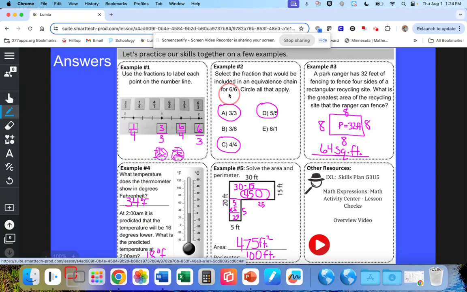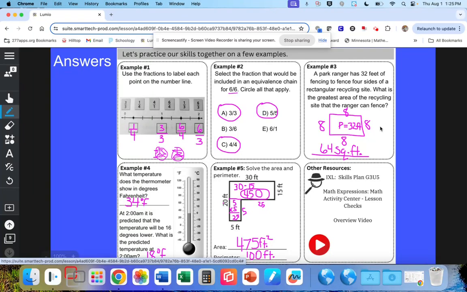Some fractions that are equivalent to 6/6. Well, 6/6 means 1 whole, and that has the same on the top as it does on the bottom, or the same numerator as denominator, which creates a whole. So 3/3 is a whole, 5/5 is a whole, and 4/4 is a whole.